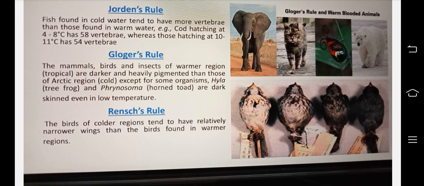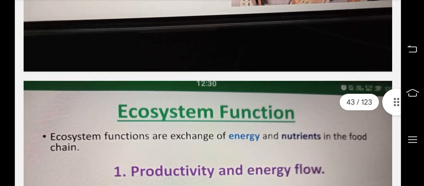Then Wrench's rule: the birds of colder regions tend to have relatively narrower wings than the birds found in warmer regions. So birds in cooler regions have more vertebrae along with light colors and narrow wingspan.